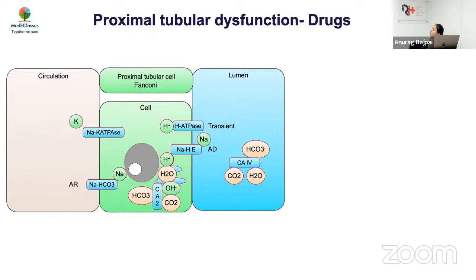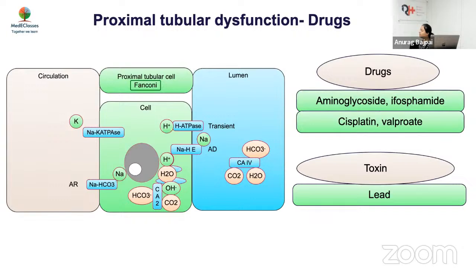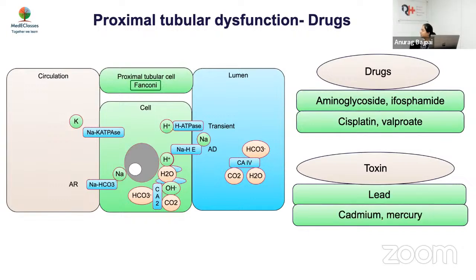Proximal tubular dysfunction due to drugs, again, if you think about it, will cause a Fanconi-like syndrome because it will cause cellular damage in the proximal tubular cells. Commonly implicated drugs are the aminoglycosides, your gentamicin, tobramycin group of drugs, anti-cancer drugs like ifosfamide, cisplatin, or heavy metal poisoning like lead, mercury, and cadmium.